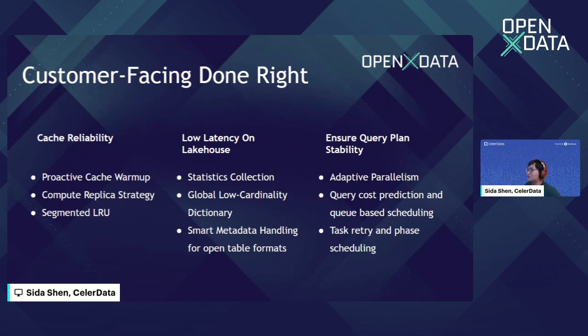Adaptive parallelism to automatically allocate the right amount of resources for your kind of workload, right? And query cost prediction to identify and isolate those big queries so they don't affect other kinds of queries in your cluster, right? So task retry and phase scheduling for better fault tolerance as well, right?